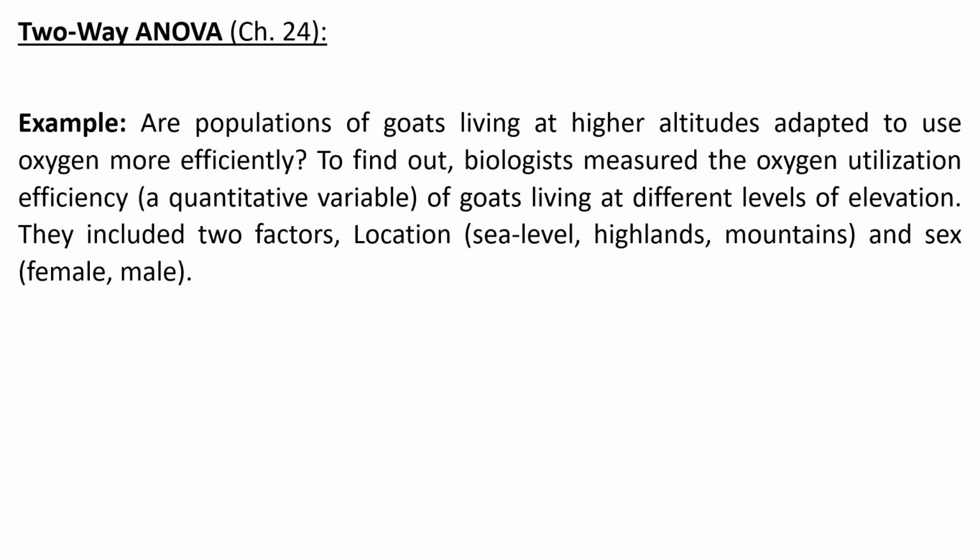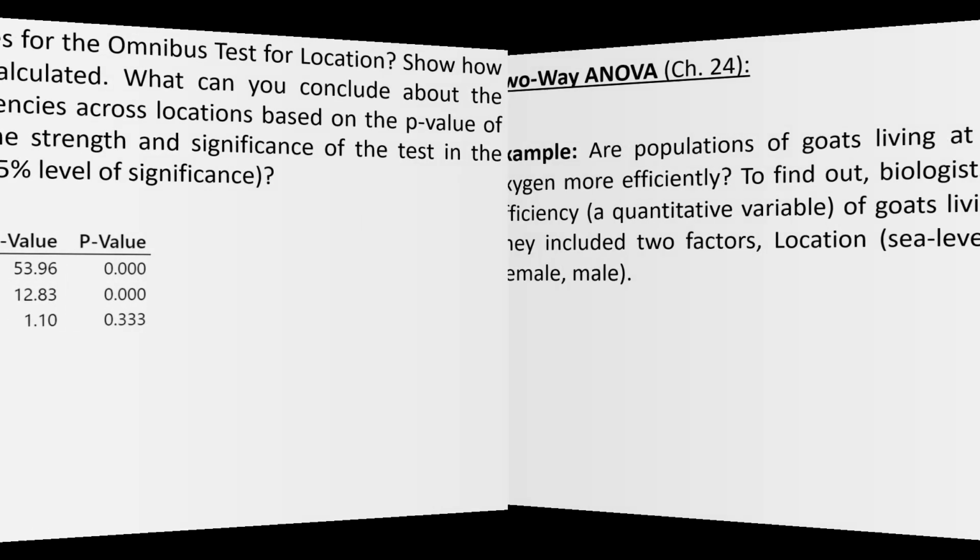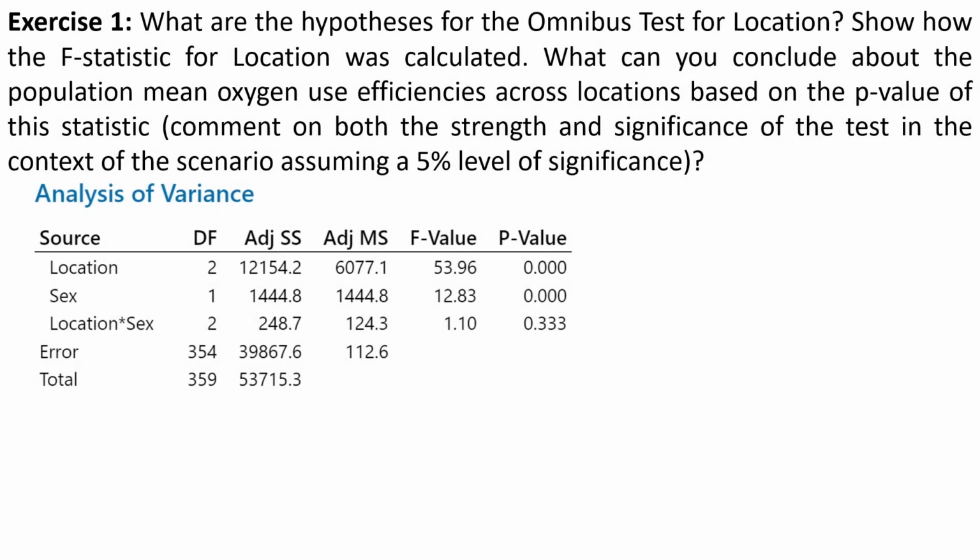Okay, moving on to 2A ANOVA. This is one of the ones we did in class, actually. Are populations of goats living at higher altitudes adapted to use oxygen more efficiently? To find out, biologists measure the oxygen utilization efficiency of goats living at different levels of elevation. They included 2 factors: the location, sea level, highlands, and mountain, and the sex of the goat, male versus female. So here's our data. What is the hypothesis for the omnibus test for location?